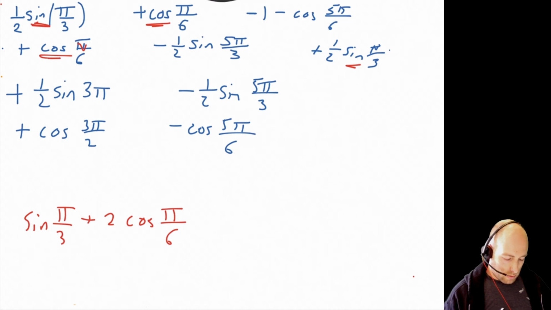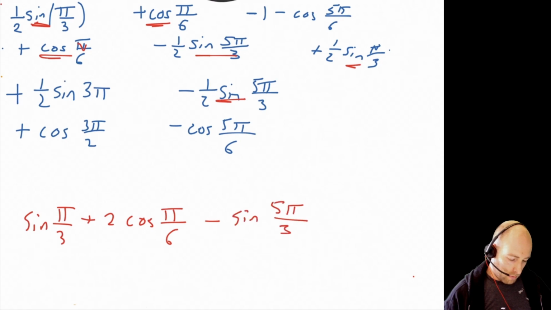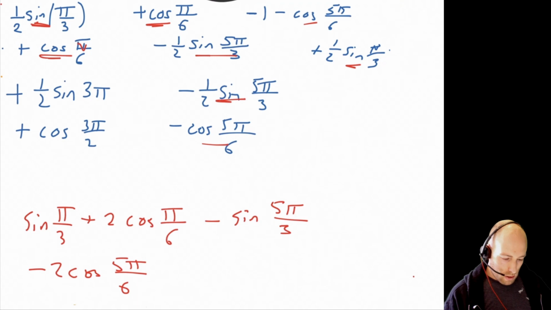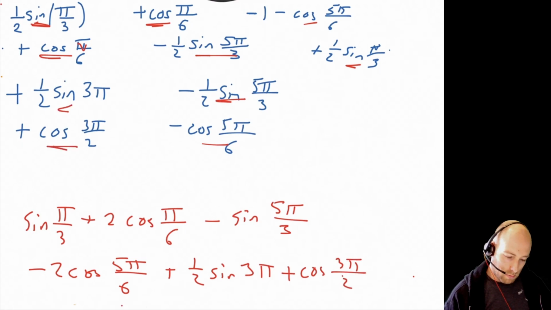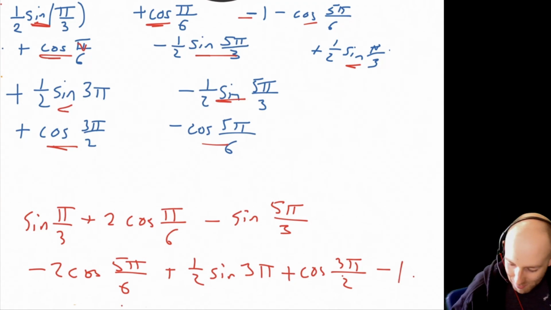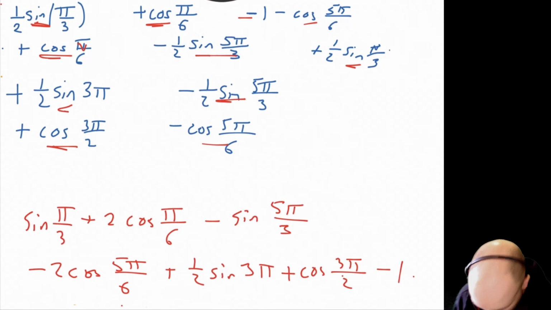We've got 2 halves there, so that makes minus sine 5 pi by 3. We've got minus 2 of those, so minus 2 cos 5 pi by 6. And then what's left, we've got plus half sine 3 pi plus cos 3 pi by 2. That's that one and that one. And then there's a minus 1 at the end. So if I type all that in, that's as simple as I can make it. We'll see what we get. Hopefully it's positive, because definitely there should be a positive area here.